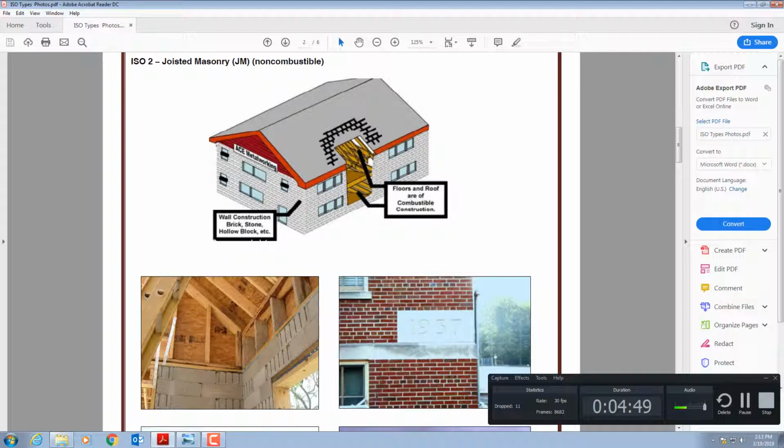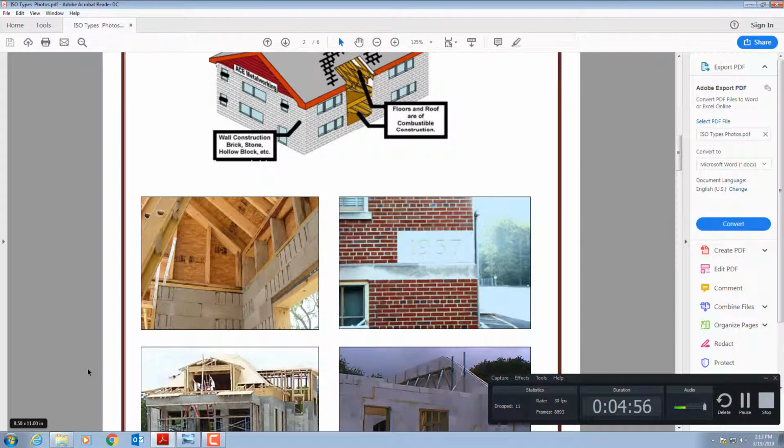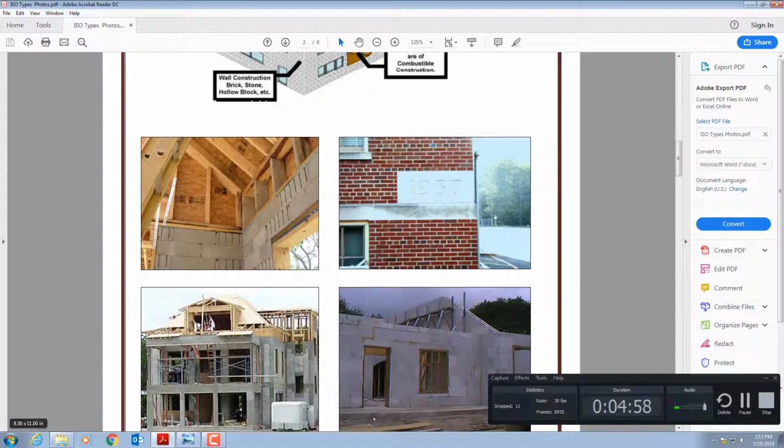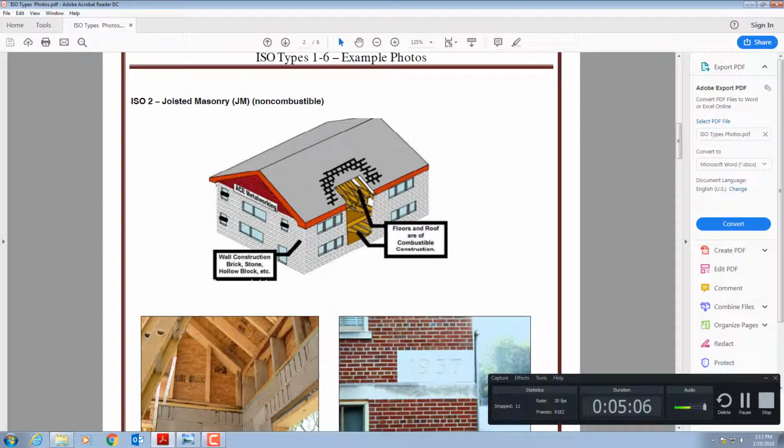Typically you're going to see cement blocks. Sometimes you'll see structural brick or stone, but cement blocks are going to be the most common type of JM construction, especially if it's newer construction. It's pretty easy to tell what a JM structure is because on the exterior, you're going to see the concrete block, you're going to see the structural brick, you're going to see a brick on concrete block.